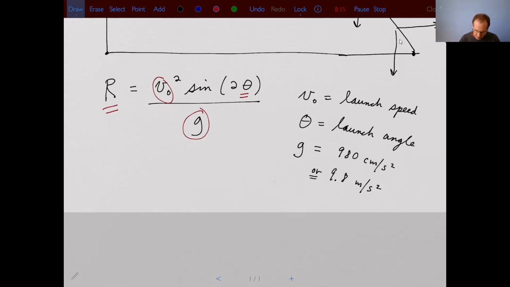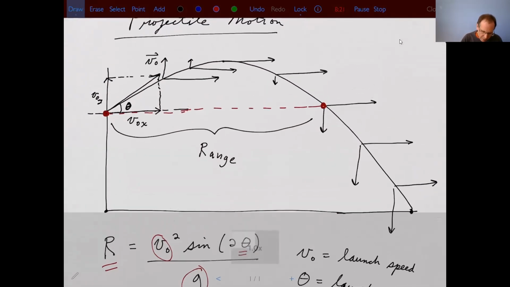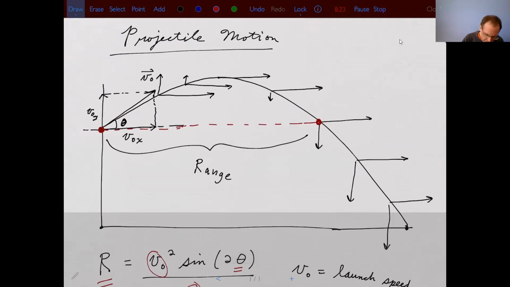Okay, let me go back up here for 1 second and show you one more thing. So if you wanted to find these components of the initial velocity, then you could simply do that using trigonometry.